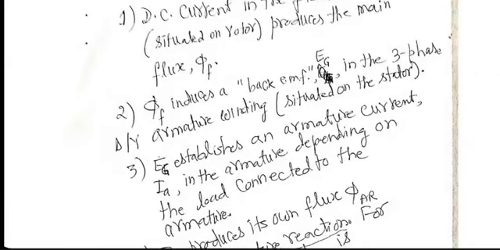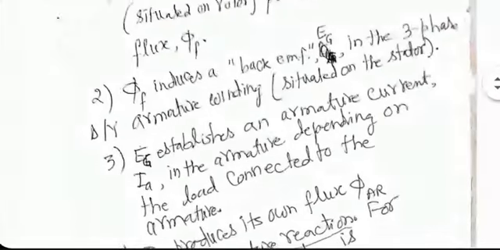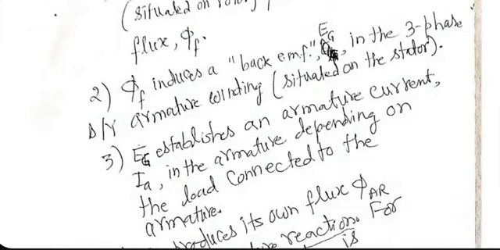I'm basically describing the operation once again in simple words. And open circuit voltage coming out from the three-phase windings will be what we call back EMF. And let us use the symbol E capital G rather than EB. Now EG establishes an armature current, which I'm going to call IA in the armature, depending on the load connected. If load is not connected, IA will be zero for sure, right? And load can be a complex value in general.